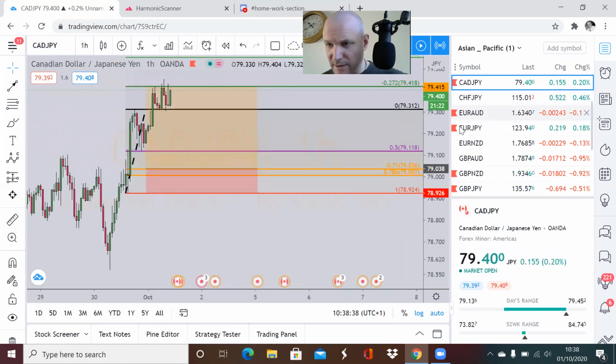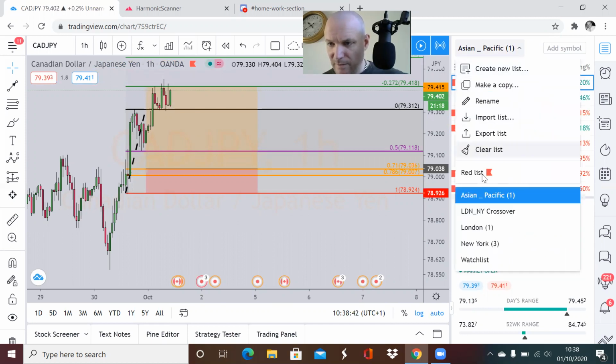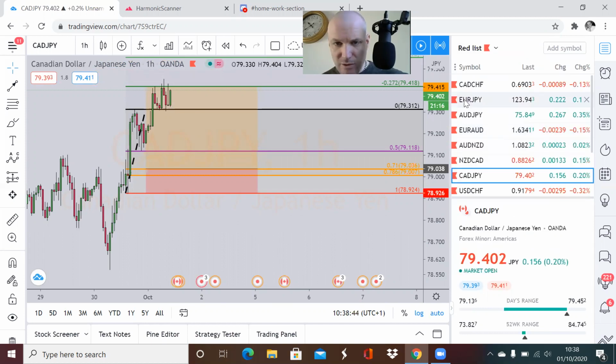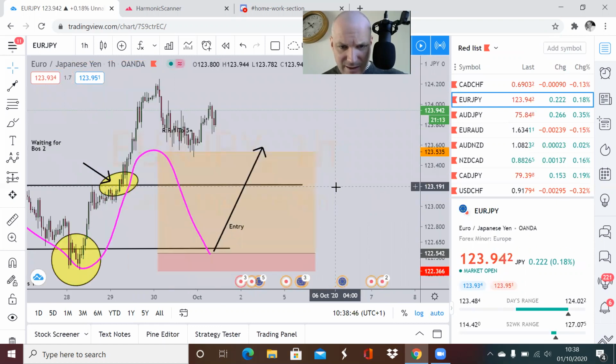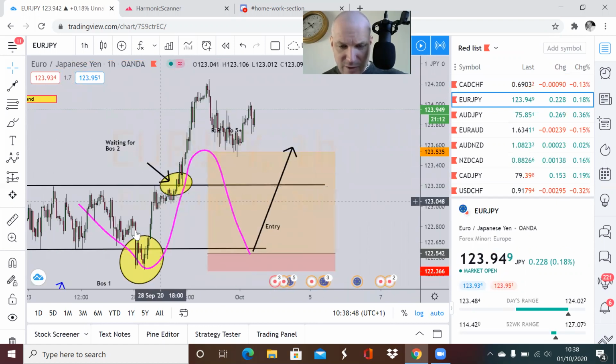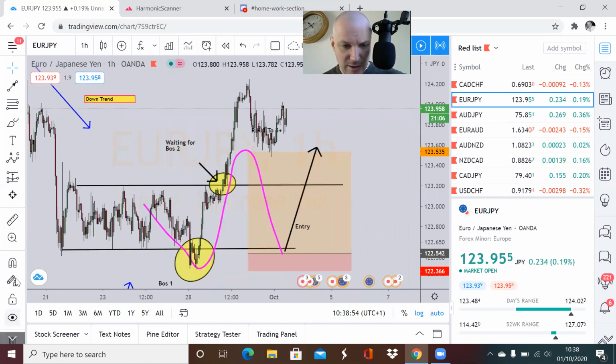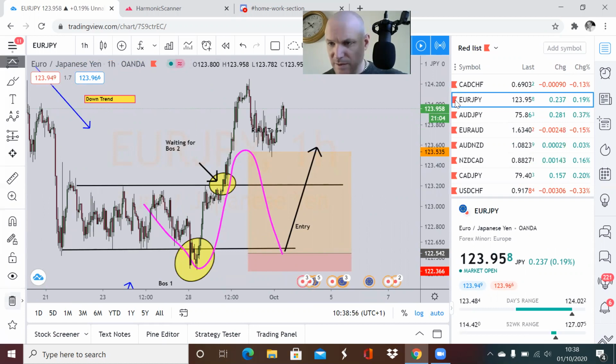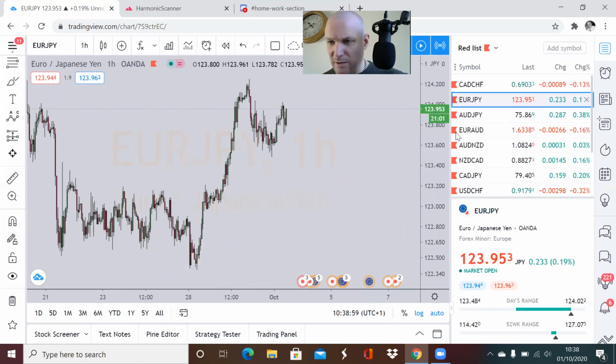Hasn't quite ended. Red list. EUR/JPY. Again, I think, as you can see, we're in another consolidation phase here, pushed up. So this one, I think we can close out now. We'll close that out, that's the EUR/JPY. Let's get rid of that.